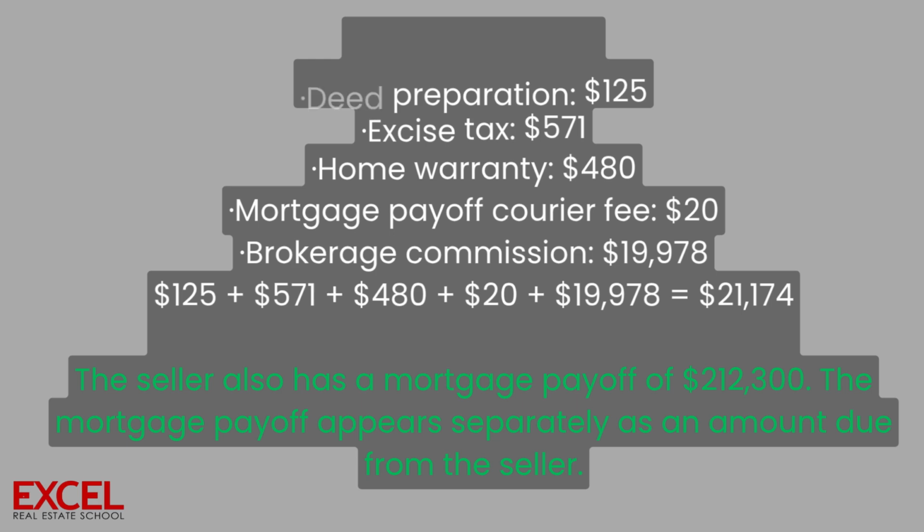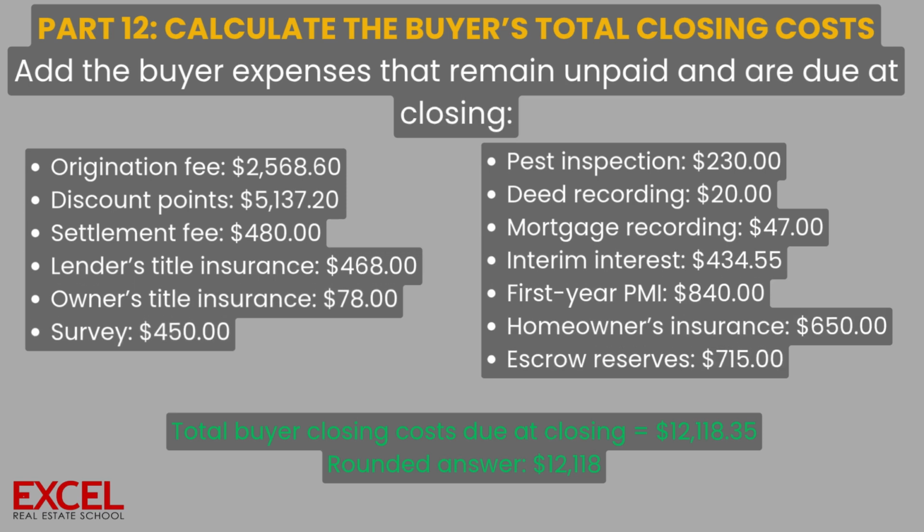So now part 12, calculating the buyer's total closing cost. So now we're going to add the buyer's expenses that remain unpaid and that will be due at closing. So the origination fee of $2,568.68. Discount points, $5,137.20. Settlement fee of $480. Lender's title insurance, $468. Seller title insurance, $78. Survey, $450. Pest inspection, $230. Deed recording, $20. Mortgage recording, $47.